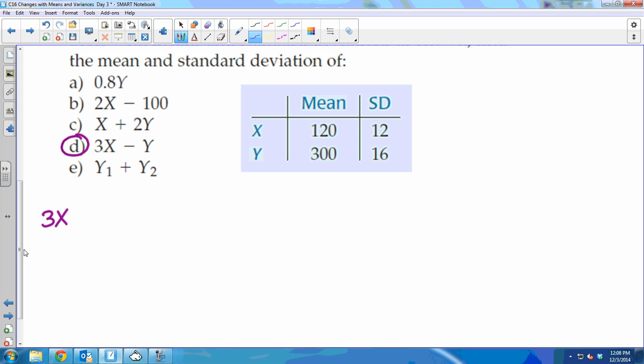Just worry about 3x. So I need to find the mean of 3x, and since we're going to be combining it with another random variable, just the variance. I don't have to worry about the standard deviation because I'm going to be combining it, and I can't combine standard deviations. So for the mean, what am I going to get? 360. Right, 360. 3 times 120. Everyone good with that? Again, that should not be the hard part.